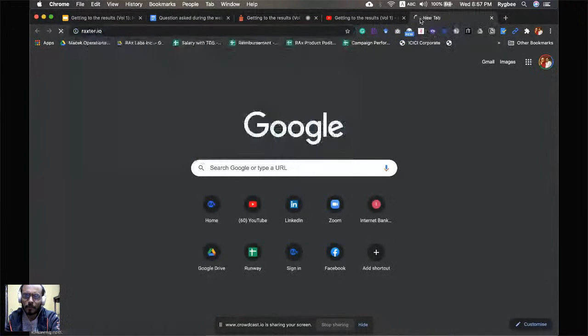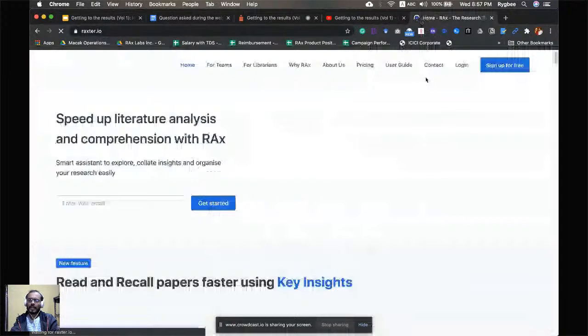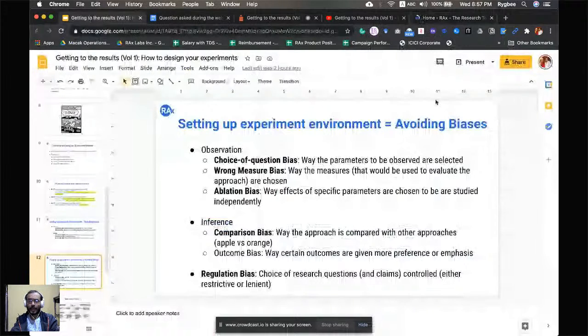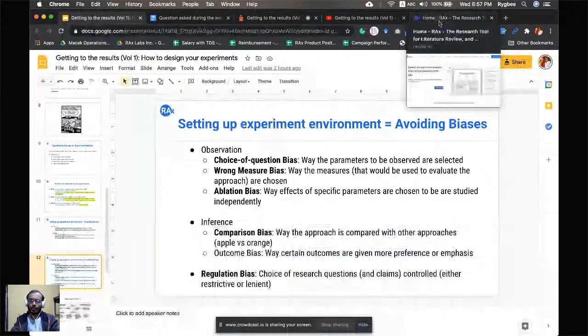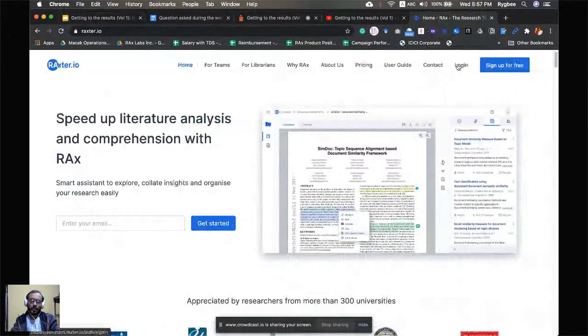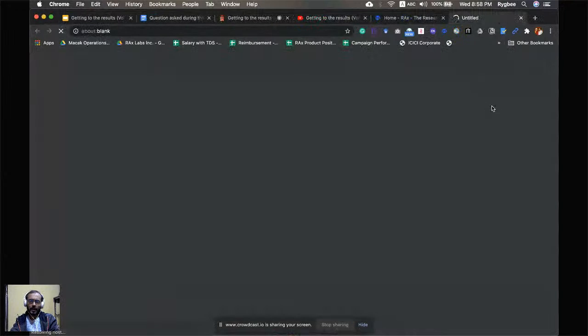Otherwise, what I'm going to do is show you how you can actually get to learn about all these things while you are reading a research paper. And I would use Rax to show you how you can do that very easily inside Rax. So for those people who are yet to find Rax, just go and look up Raxter.io, that's the website. And then you can just log in.